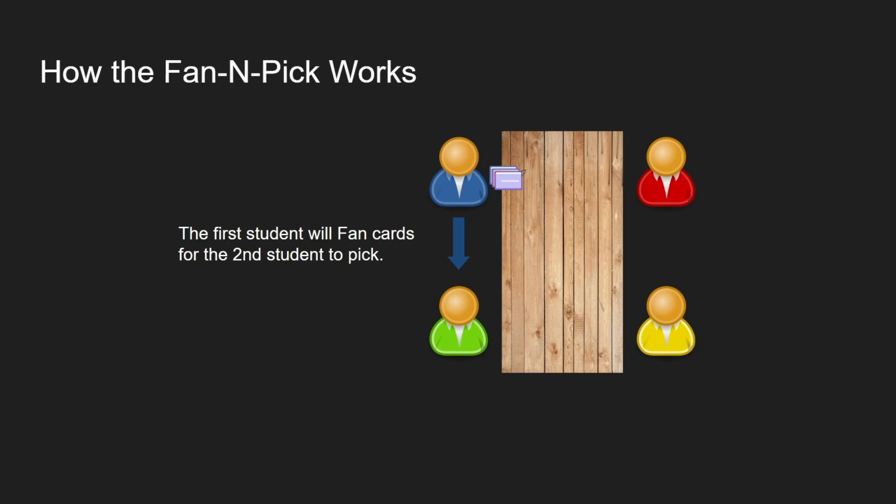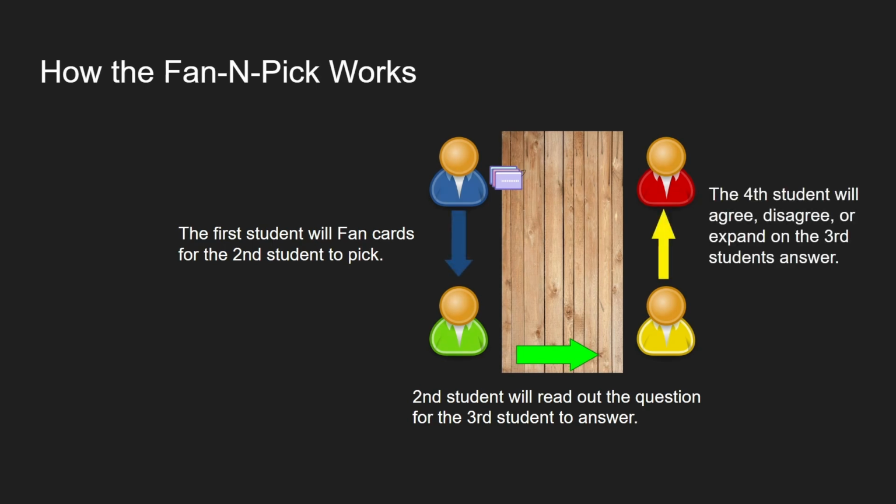at random. Once the second student has made their selection, they will then read it out loud to the third student. The third student will answer the question to the best of their ability. Once the student has finished answering, the fourth student will either agree, disagree, or expand on the third student's answer.